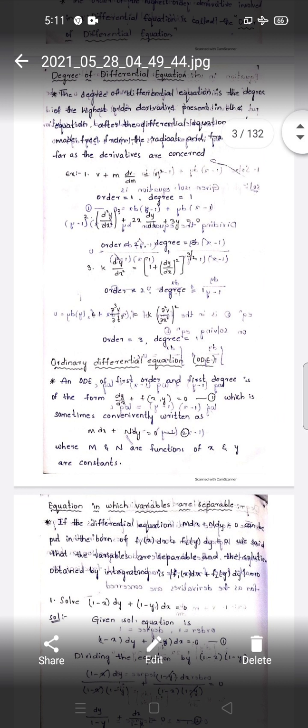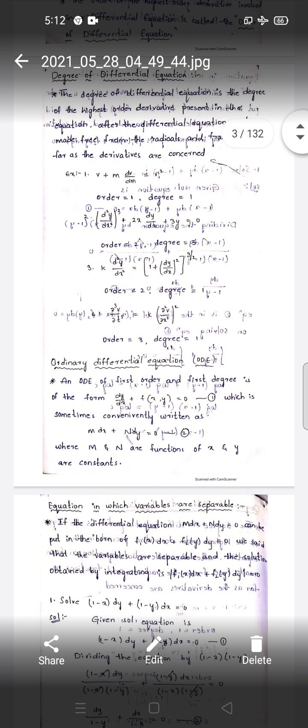So the definition of an ordinary differential equation. What is an ordinary differential equation? An equation involving only one independent variable is called an ordinary differential equation. And next, partial differential equations: equations involving two or more independent variables are called partial differential equations. So next, the definitions of ordinary and partial differential equations.